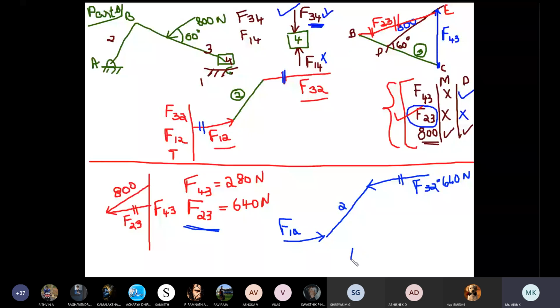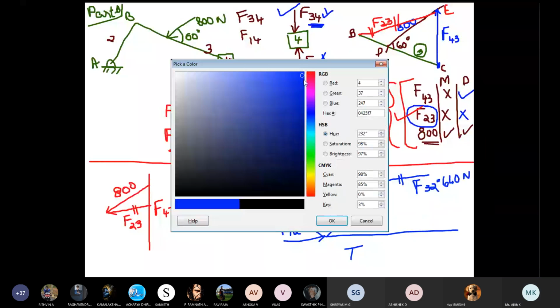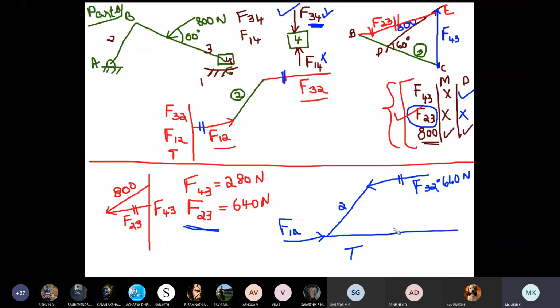Now how to calculate torque? Extend it. Mark any one point. Keep your protractor. Draw a 90-degree line. This one has to be 90 degree. And measure this dimension, the vertical height. If it is x, then torque T2 is equal to F12 or F32 into x.